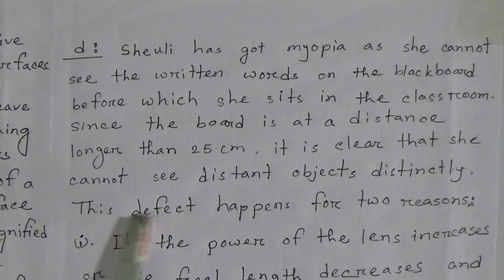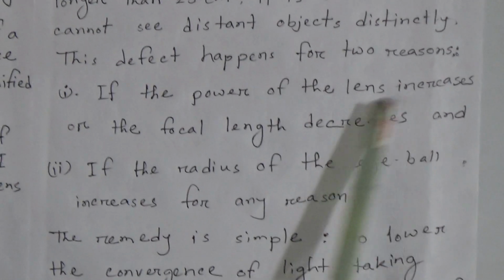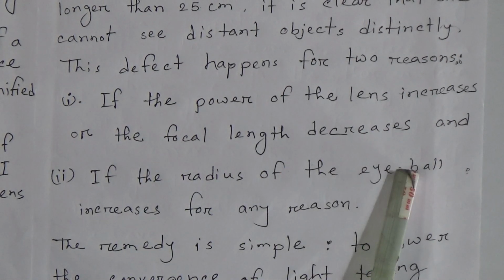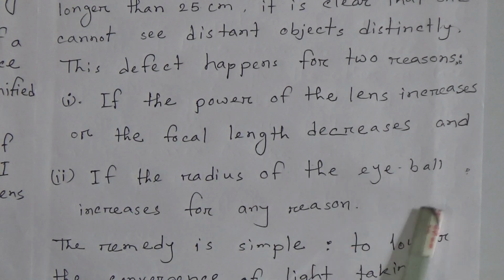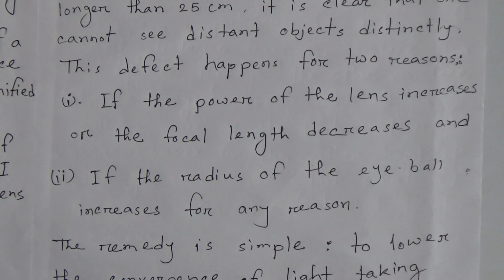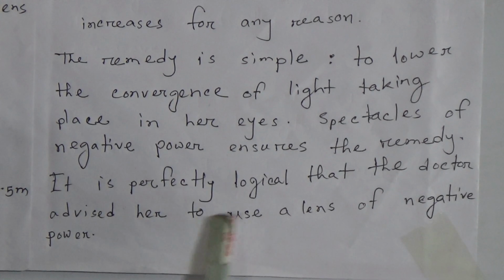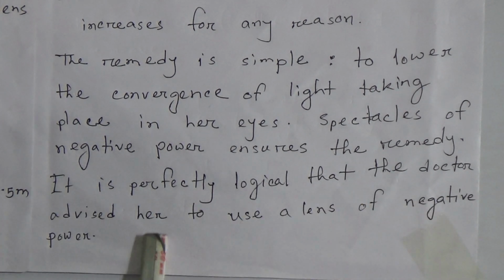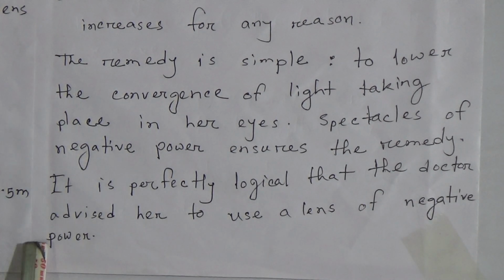So this defect happens for two reasons: if the power of the lens increases or the focal length decreases, and if the radius of the eyeball increases for any reason. The remedy of this defect is to lower the convergence of light taking place in her eyes, and spectacles of negative power ensure the remedy. So it is perfectly logical that the doctor advised her to use a lens of negative power.